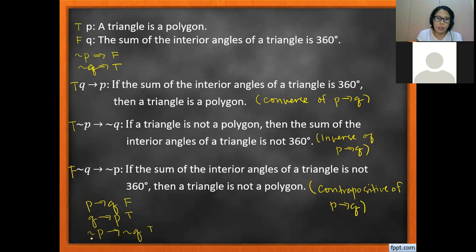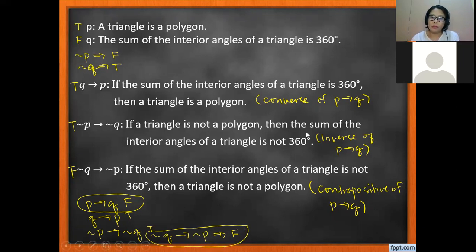And then the other one is negation of Q, then negation of P is a false statement. So meaning, if then statement is logically equivalent to its contrapositive. Why? Because they have the same truth value. Now, the converse and inverse of an if then statement are logically equivalent because they got the same truth value.